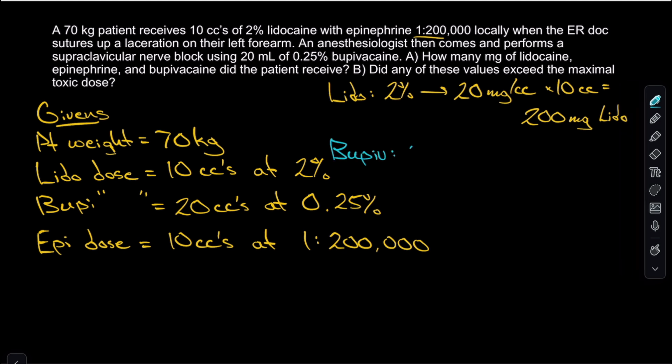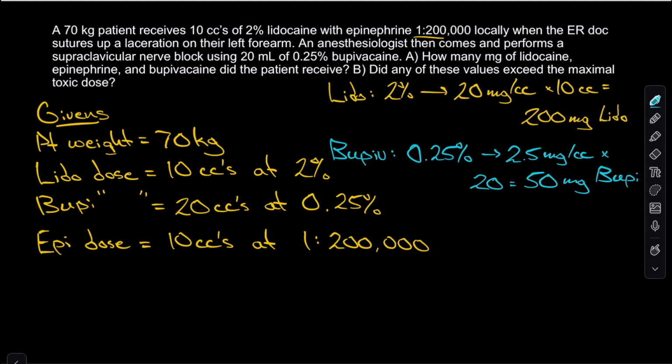And then for bupivacaine, we'll change colors here so we don't get confused. Bupivacaine is 0.25%, goes to 2.5 milligrams per cc, and we said that they used 20 milliliters or 20 cc's, so times 20 equals, that'll be 50 milligrams bupivacaine.